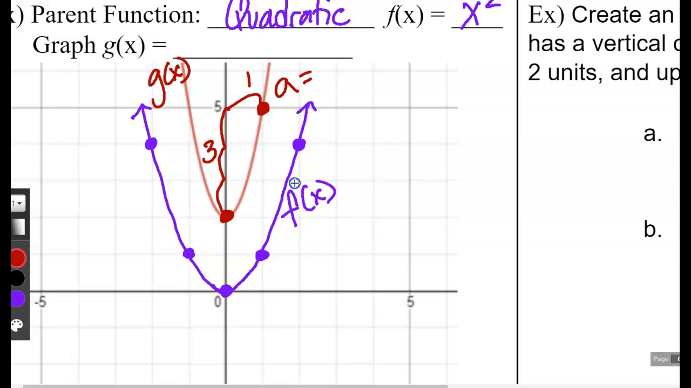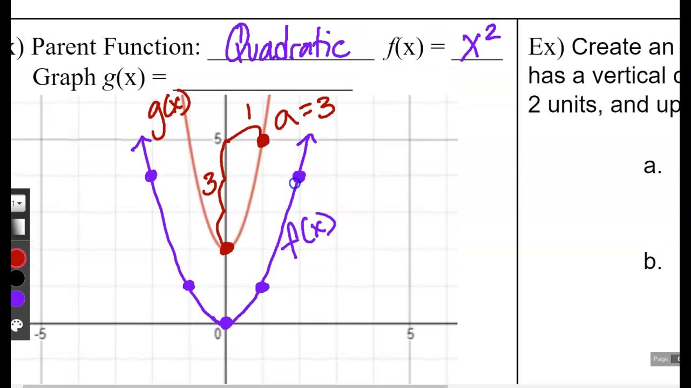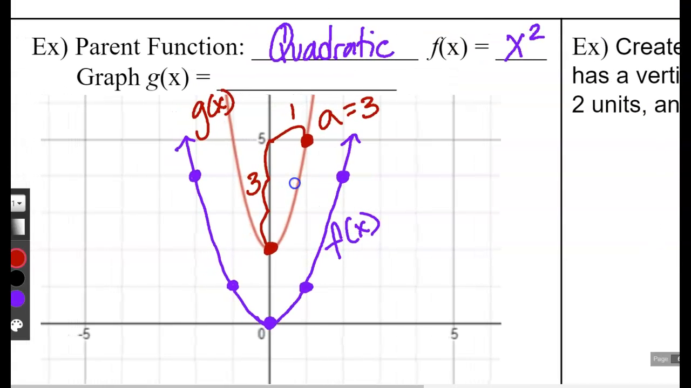Exactly. So anyone else want to take a guess at what maybe A could be on this graph? We know A has to be bigger than 1 because it's a stretch. From one perfect point to the next, we're going up 3 over 1. What do you think the A value is? 3, exactly. And in my function, where does the A value always go? In the very front. So the first thing I'm going to write to define this new function, g of x, is 3.